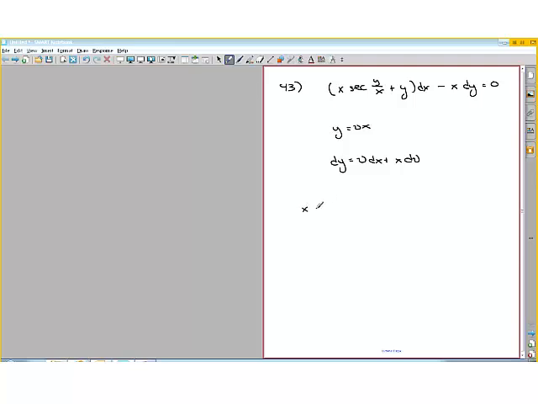So the original equation becomes x, because we don't substitute in for that, secant of y, which is mu x divided by x, plus y, which is mu x, the whole thing times dx minus x times dy, which is mu dx plus x d mu. So those are using those two substitutions in the original equation.